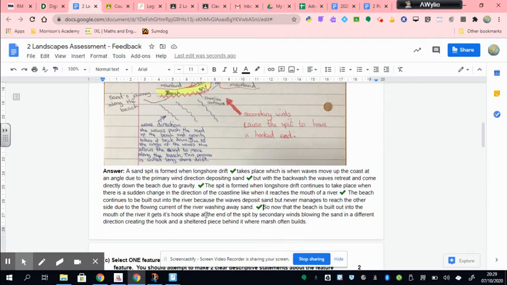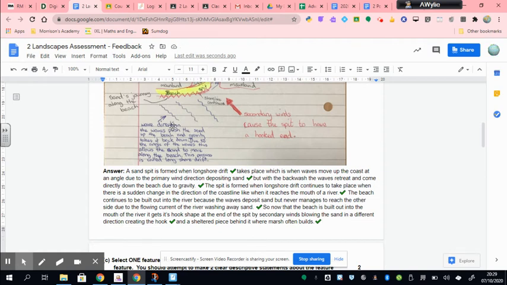So now that the beach is built out into the mouth of the river, it gets its hook shape at the end of the spit by secondary winds blowing the sand in a different direction, creating the hook. And the sheltered piece behind it where a marsh often builds up. Okay, that answer there, or the one above, would not be out of place in a higher geography assessment.